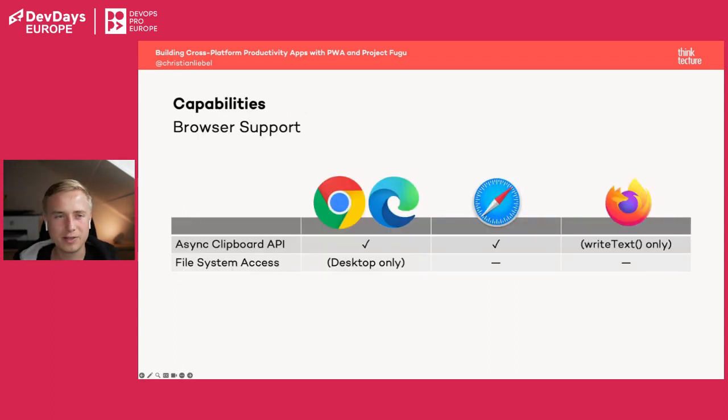Okay, and here's the browser support again. So async clipboard API is supported in Chrome, Edge, and Safari. Firefox only supports write text, and file system access is only supported by the Chromium-based browsers on desktop. And there's no sign that that will change for Safari and Firefox, at least for now. And same thing for the file handling API.